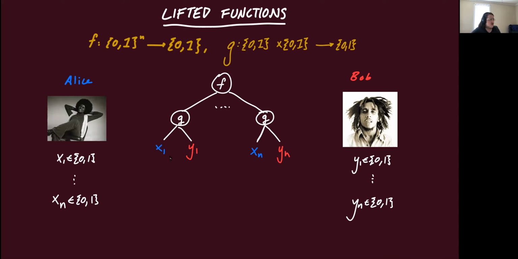So we have each of these separate copies of g. We can evaluate them, and then we want to evaluate f of those copies. Okay.